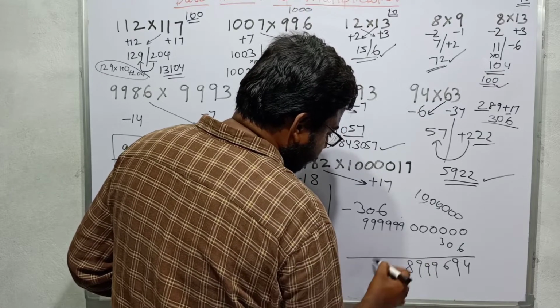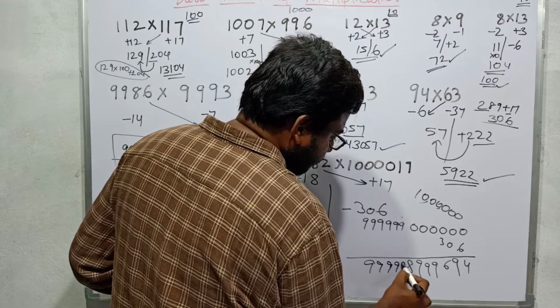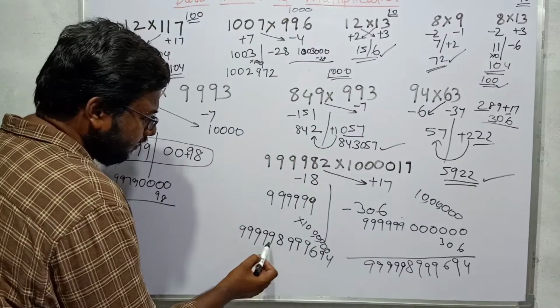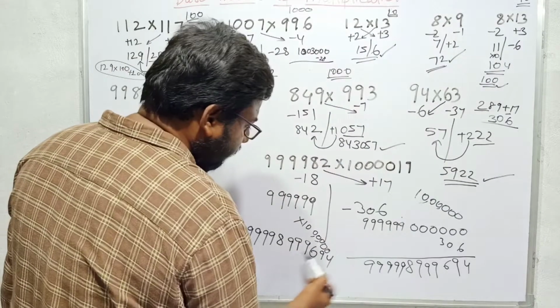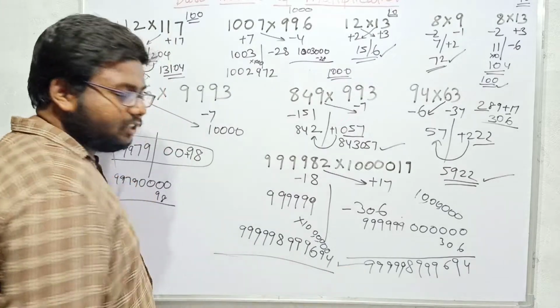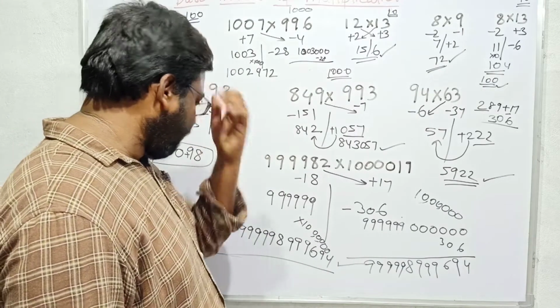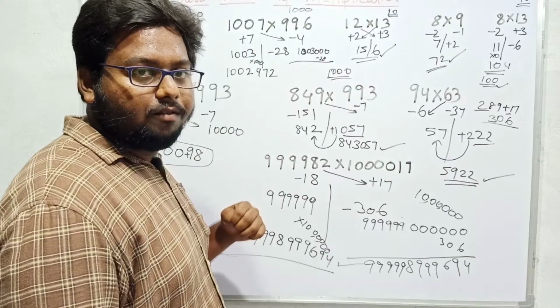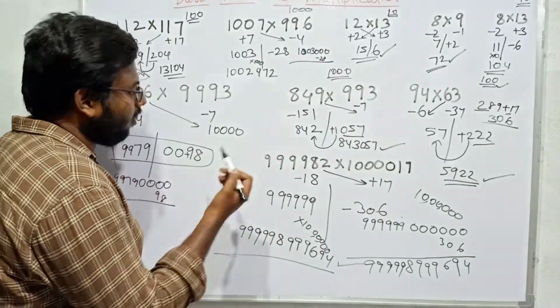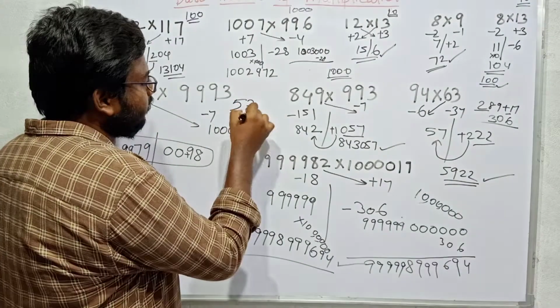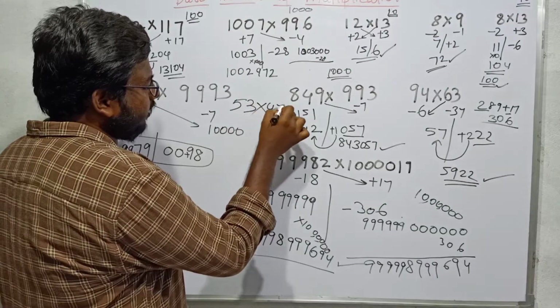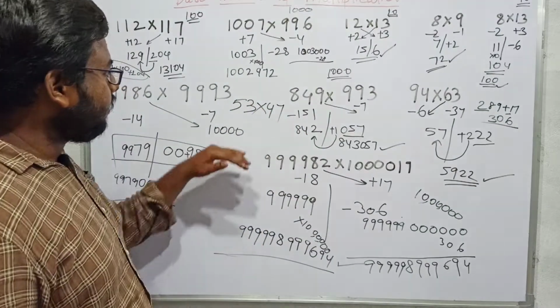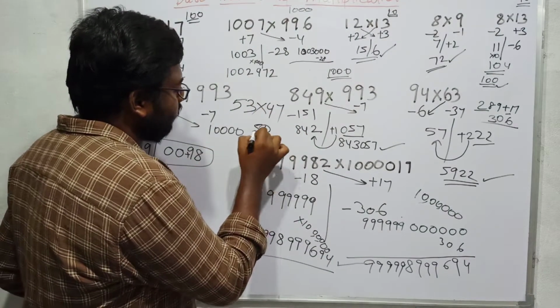And how many 9s will be there? 5 9s will be there. So we got the same result here: 5 9s, 8, 3 9s, 694. So this will be my result. So if you have clarity in this, now let us solve some high level question, not so high level. If I want to calculate 53 into 47, this is very near to the base number 50.